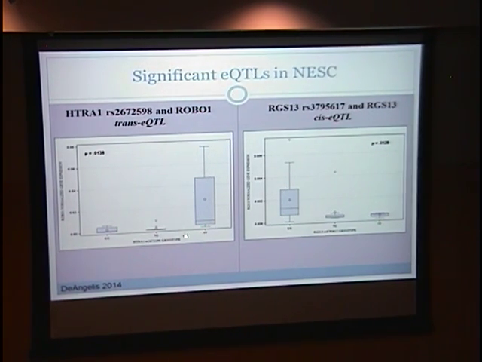So this promoter change in the homozygous state of the disease alleles right here affects ROBO1. And because ROBO1 is located on a different chromosome, chromosome 3, while HTRA1 resides on chromosome 10, this is called a trans eQTL. Because RGS13 in its homozygous state affects expression within the same gene, it's a cis eQTL. So it's nice to see that some of the changes that we see in those genes can affect expression at the systemic level.